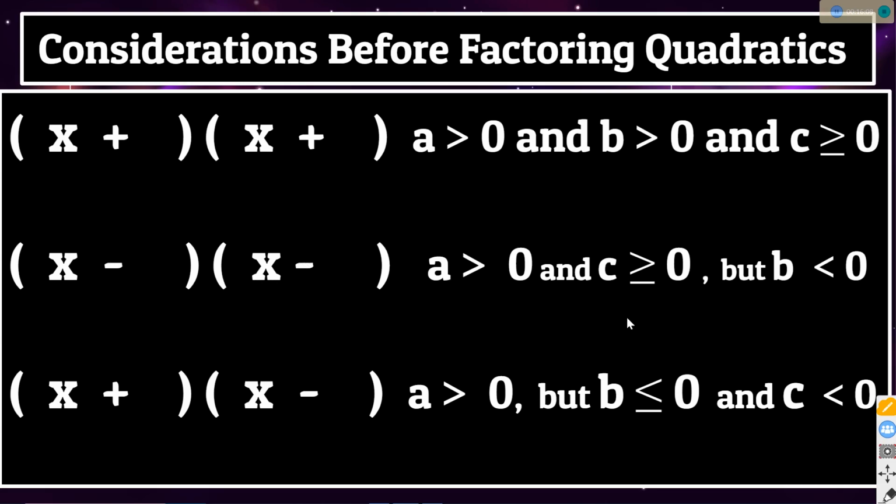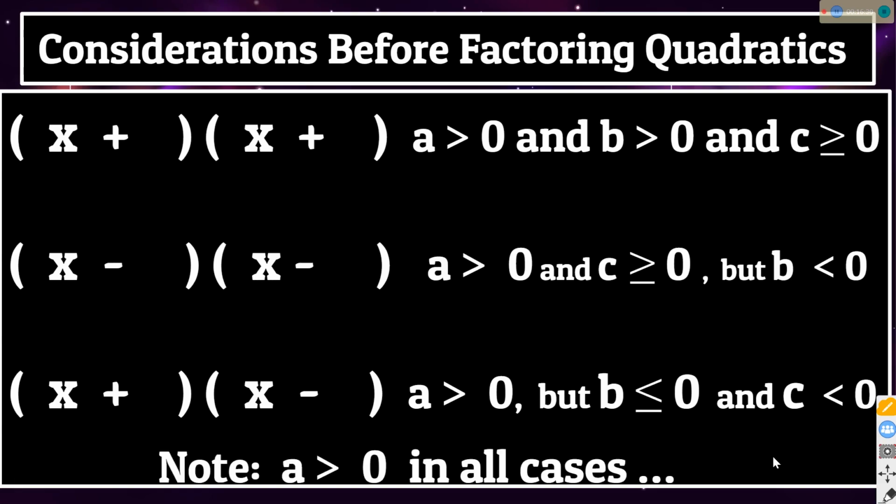In the case that c is positive but b is negative, that means we'll have to have two negative numbers. And in the case that c is less than 0, when c is negative, then we know we need to have a positive and a minus sign. And then we'll just be looking for the right numbers to set up everything else in our problem. Okay, so note that a is greater than 0 in all of these cases, and we'll move on to the next idea in just a second.